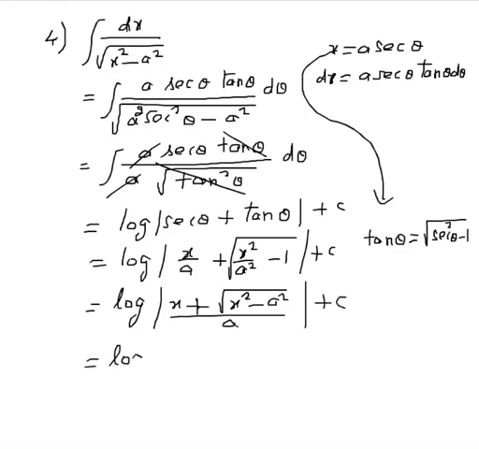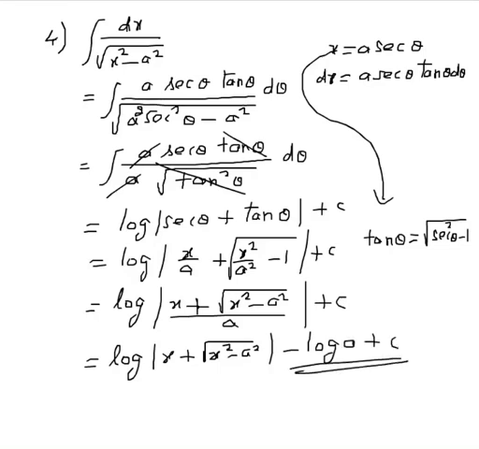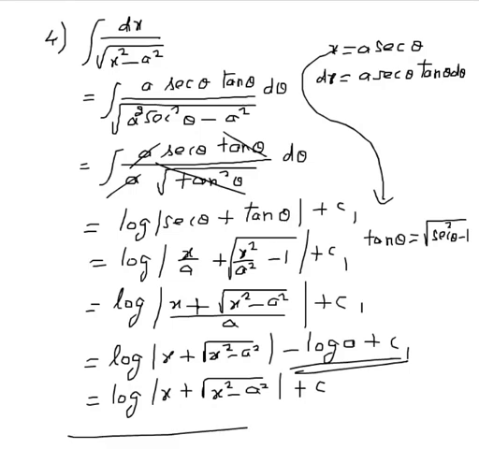Now log a by b can be written as log a minus log b. So it becomes minus log a plus c. A is a constant, log a is also a constant. So we can write this as some other constant c1. Or we will take c1 here and finally these two together we will write it as c. That's how we get this formula.